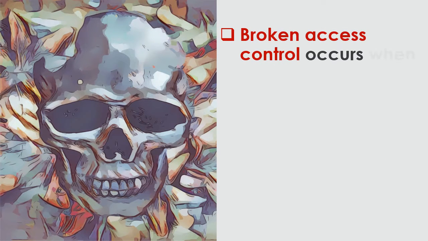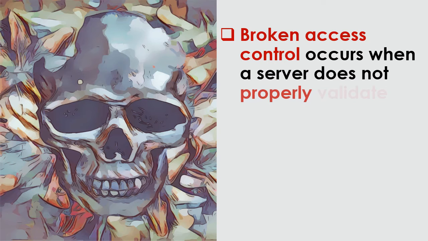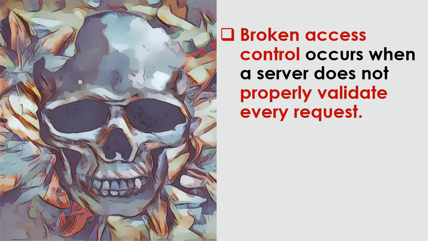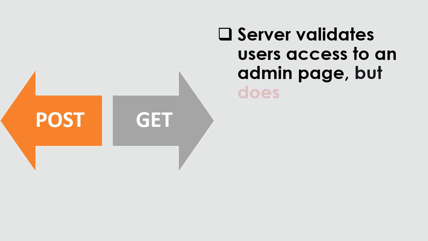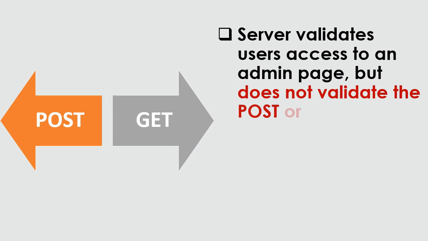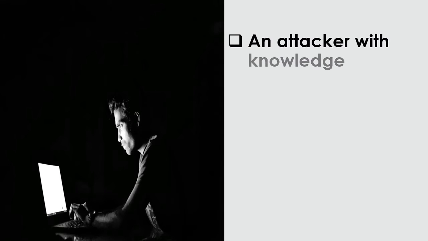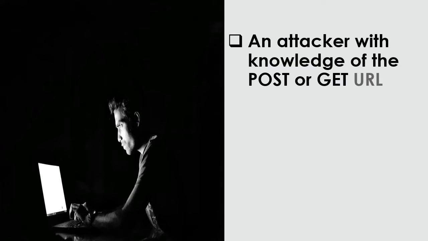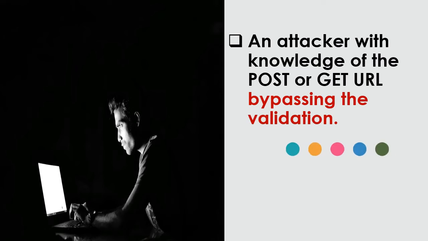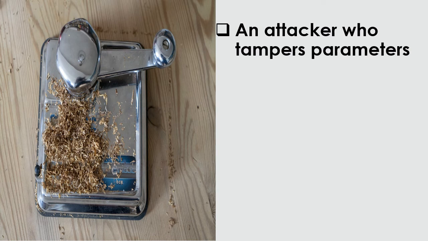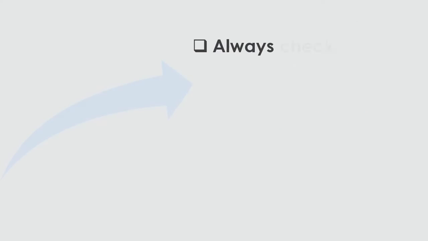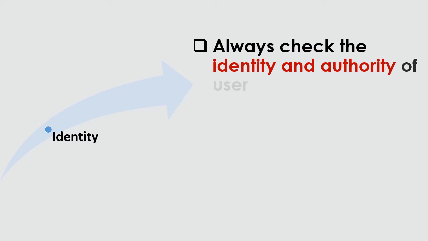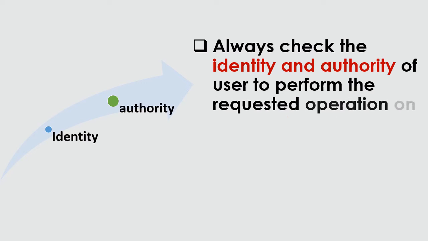Broken access control occurs when a server does not properly validate every request. A server may validate users' access to an admin page but not validate the POST or GET from that page. An attacker with knowledge of the POST or GET URL can bypass the validation, and an attacker who tampers with parameters can bypass validation. Always check the identity and authority of the user to perform the requested operation on every request.